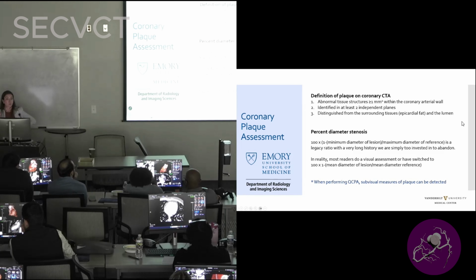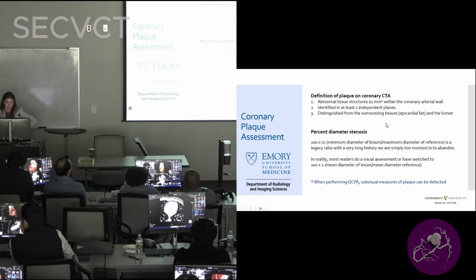Plaque is anything more than 1 millimeter within the coronary arterial wall. Similar to cardiac MRI with LGE, you have to identify it in at least 2 planes to actually call it. And then you have to distinguish that from epicardial fat. So those are the 3 basic things that you need to know.